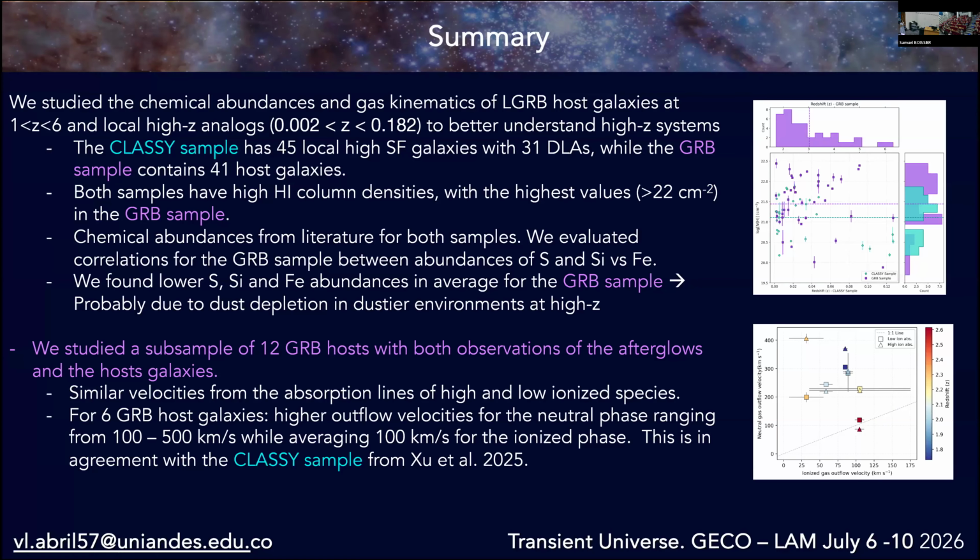Okay, so I just led you here with a summary, but the important take-away message is that we compared 2 samples, one of GRB host galaxies and one of local high redshift analogs that are used as laboratories to understand the high redshift universe in this JWST era, in which we need to enlarge the statistics to understand metallicity, kinematics, and other parameters for high redshift systems. Thank you so much.